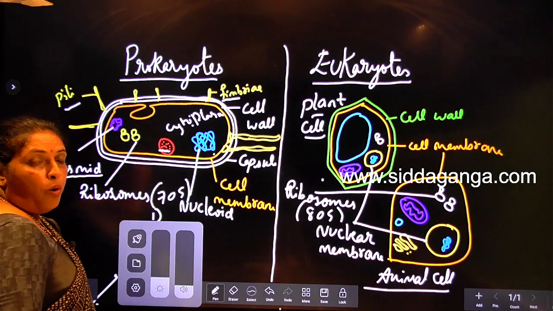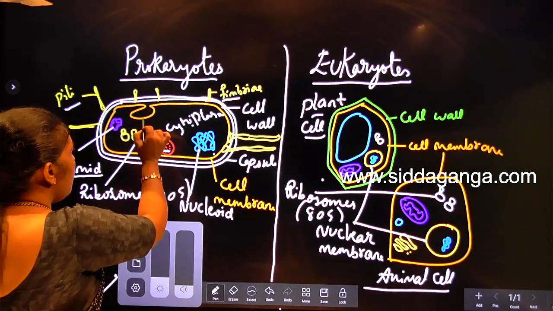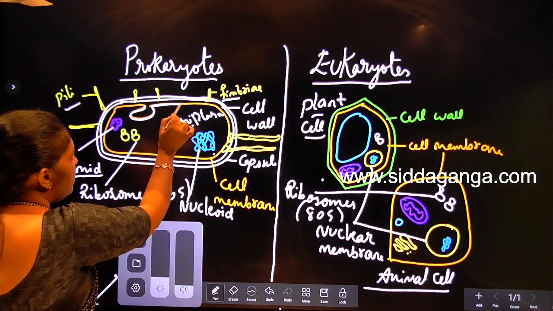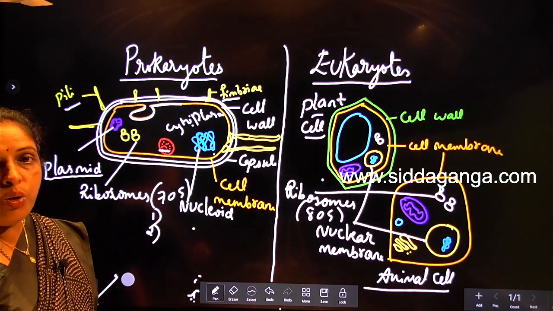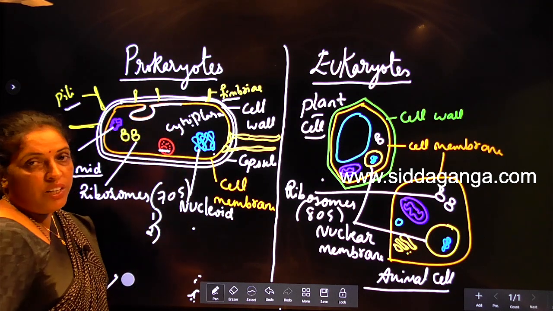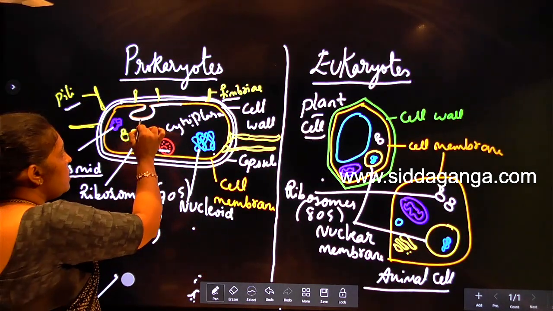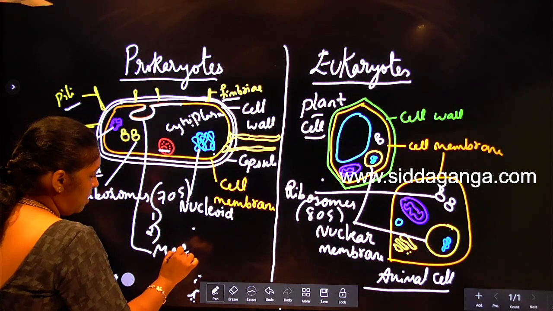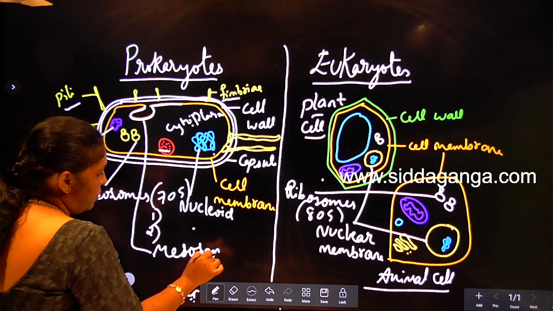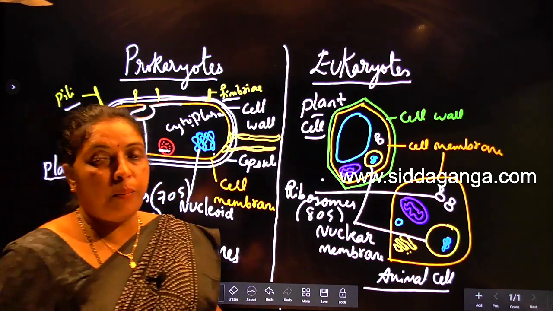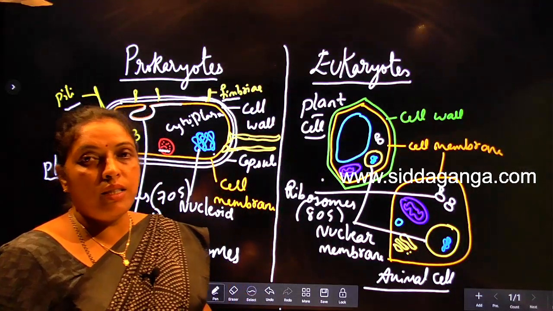And one more modification we see here is the infolding of the plasma membrane in prokaryotes, which helps in respiration and cell division. These are called mesosomes, which mainly help in respiration and cell division.